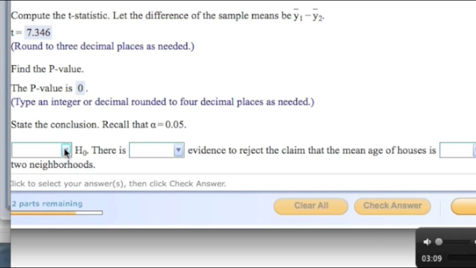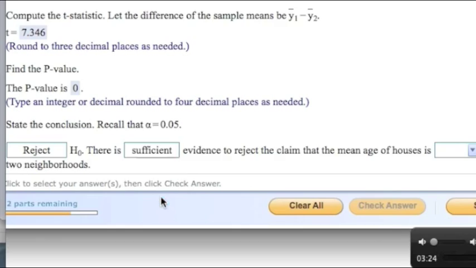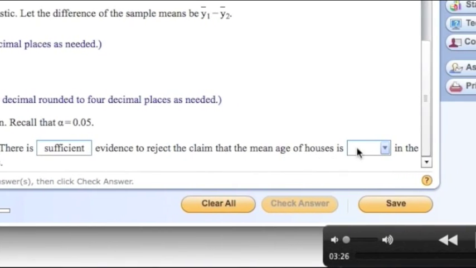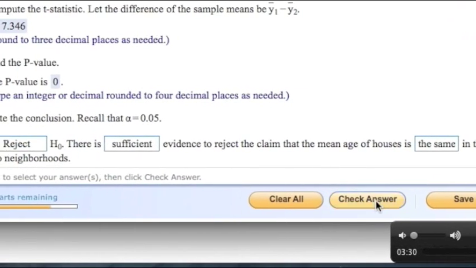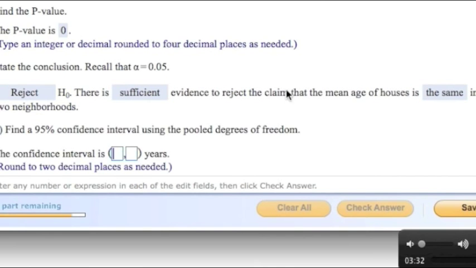It's asking us to draw some conclusions. Now because the p-value is extremely low, way lower than alpha, we are going to reject the null hypothesis. There is sufficient evidence to reject the claim that the mean age of the houses is the same for the two.